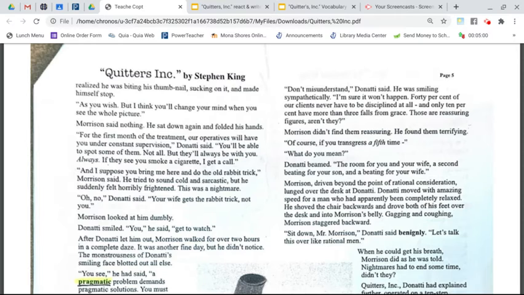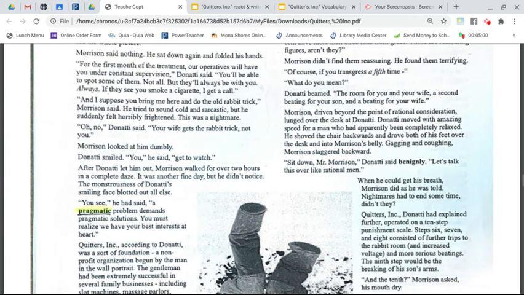For the first month of treatment, our operatives will have you under constant supervision, Donati said. You'll be able to spot some of them. Not all, but they'll always be with you, always. If they see you smoke a cigarette, I get a call. And I suppose you bring me here and do the old rabbit trick, Morrison said. He tried to sound cold and sarcastic, but he suddenly felt horribly frightened. This was a nightmare. Oh no, Donati said, your wife gets the rabbit trick, not you. Morrison looked at him dumbly. Donati smiled. You, he said, get to watch.